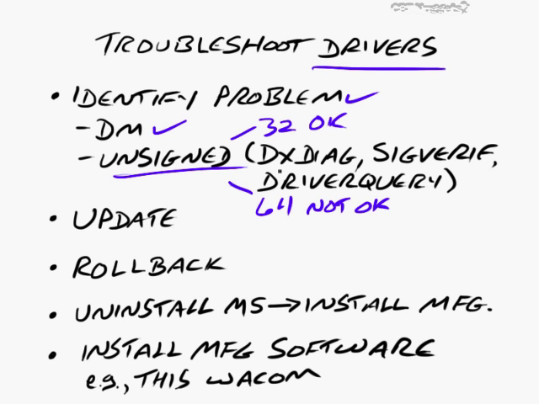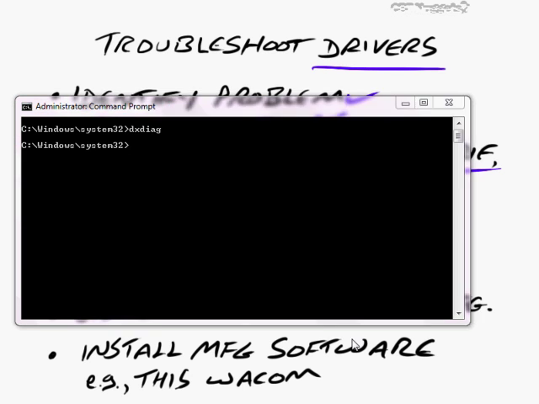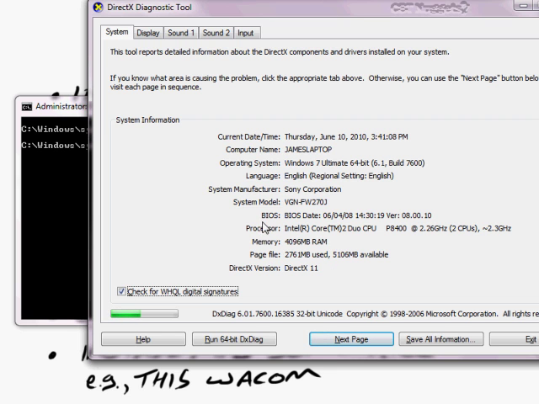Now, how do you identify and check for unsigned drivers? You can use DXDiag, Signature Verifier, or Driver Query. Let's go ahead and take a look at those tools. So, for example, if I wanted to identify unsigned drivers using DXDiag, I would go to a command prompt or a run line and run dxdiag. You can see here that it checks for Windows Hardware Quality Lab digital signatures, and it also gives you core information about the computer that you're using. Sometimes this can be useful information.